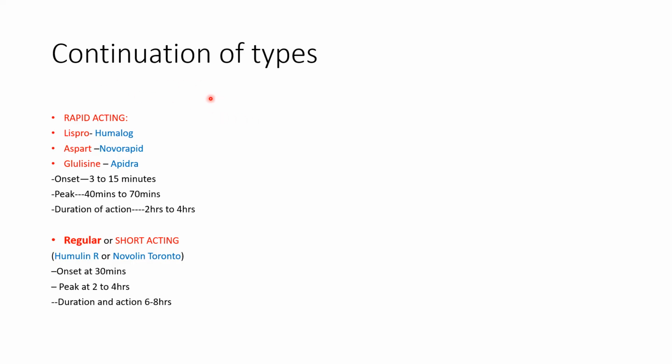Still on classification of types, rapid acting will be lispro, that is Humalog, aspart, Novorapid, glulisine as Apidra. The onset of action will be 3 to 15 minutes. They will peak within 40 to 70 minutes, and the duration of action is within 2 to 4 hours. The regular or short acting, remember this is rapid acting, this is short acting. The regular here will be Humulin R or Novolin Toronto. The onset of action will be 30 minutes, it's going to peak within 2 to 4 hours, and the duration of action will be 6 to 8 hours.